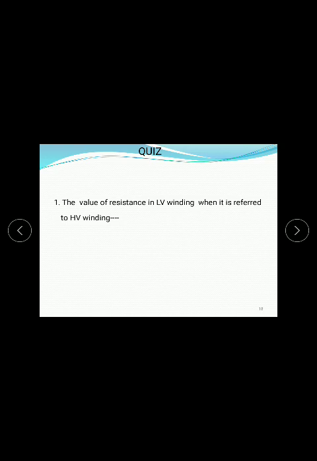Now go for the quiz. The value of resistance in the LV winding, when it is referred to the HV winding, increases.